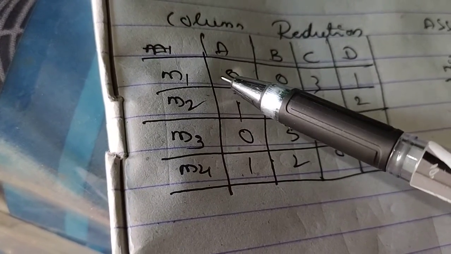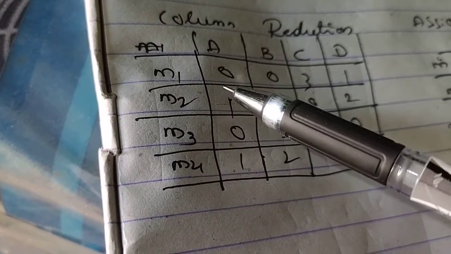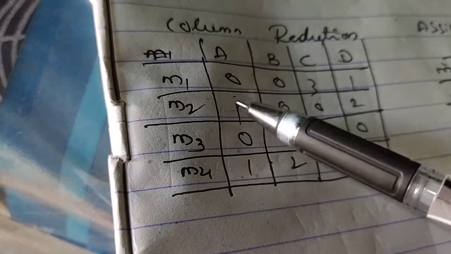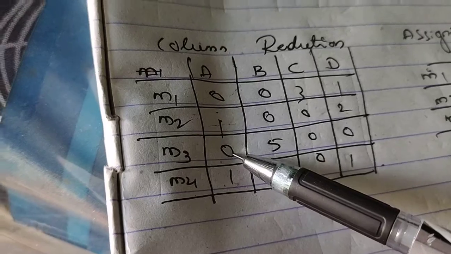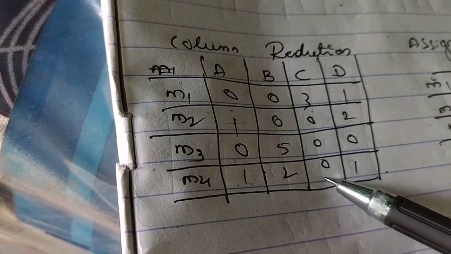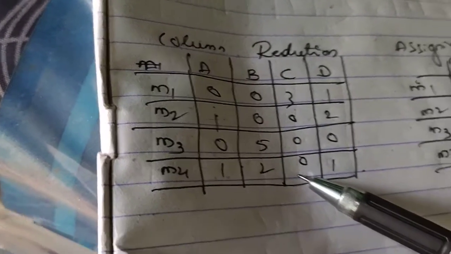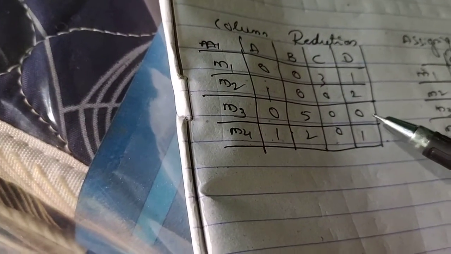Row-wise also we do not have any row without a zero. Row 1 has 0, row 2 has 0, row 3 has 0, and row 4 also has 0. Now we should assign. Before assignment, we should strike out the maximum zeros, going in decreasing order. Here one column has 3 zeros.